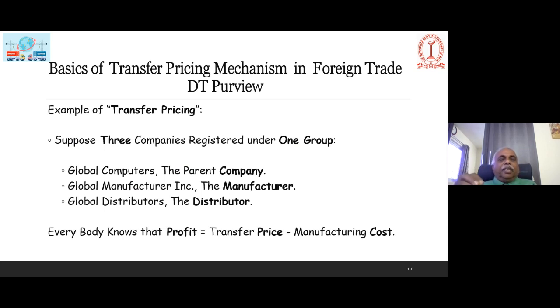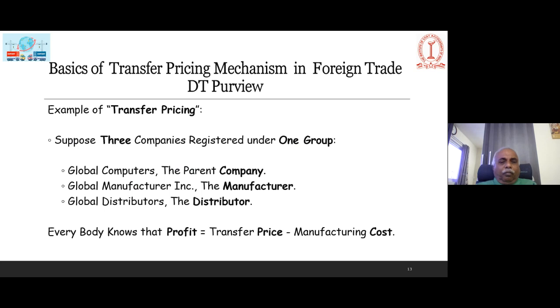One, the parent company, is named Global Computers. The second, the subsidiary or associate, whatever name you call it, is Global Manufacturing Incorporation. That is a manufacturing company. The third one is Global Distributor, the distributor company. So under one group, there is a computer company, another company floated that is a manufacturer, and another one is a distributor.